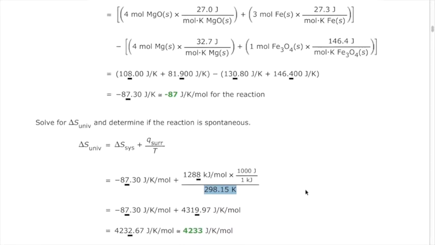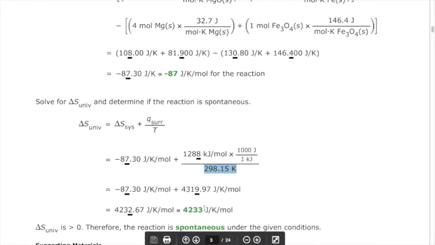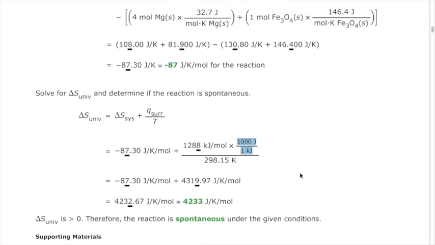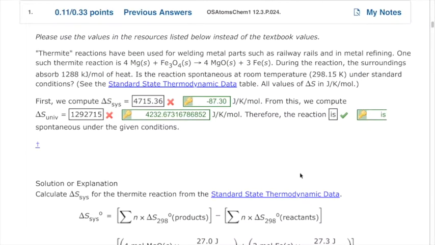And from here we can just calculate, and we get 4,232.67 joules per Kelvin mole. Important here, note that we built in the conversion step between kilojoules to joules there to get in the right unit. So that's our answer, 4,233 joules per mole Kelvin.